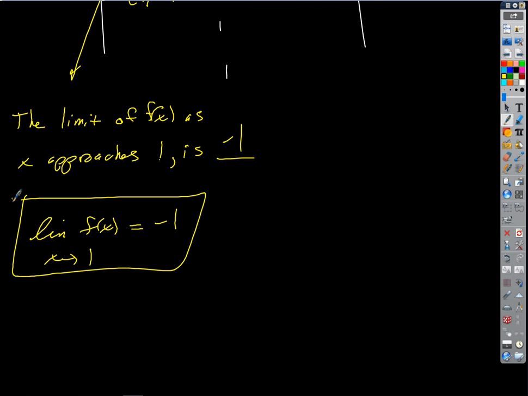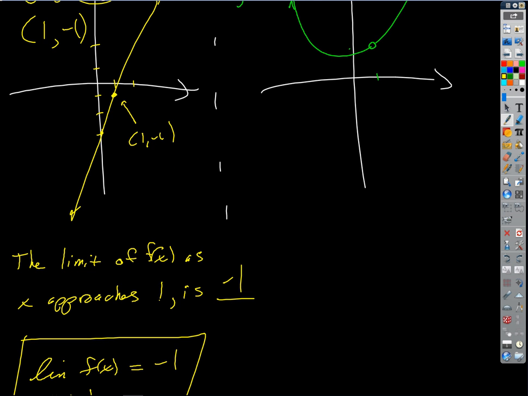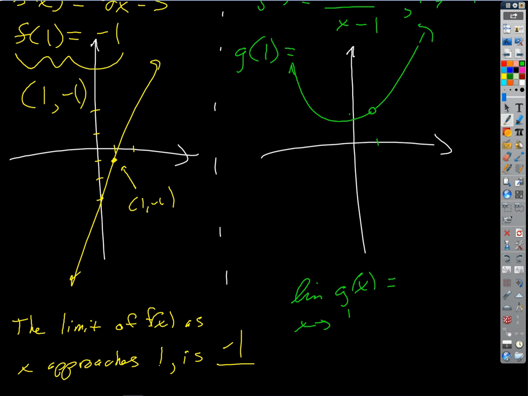Agreed? Okay, let's do the same thing over here. That was easy, right? No big deal. So what about over here? We'll just jump right to the shorthand. The limit of my other function, g of x, as x approaches +1 is what? Well, I don't even know if I've drawn the function right. Okay, we don't know the answer, do we? Right? Because the function is not defined at 1.